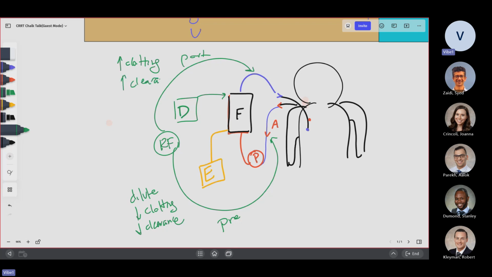So different places do different things, but the majority of the time you'll see a mixture of both, with fluid being added both pre and post. Something to keep in mind, and really what you're trying to do here, is make sure that this fluid is given back.